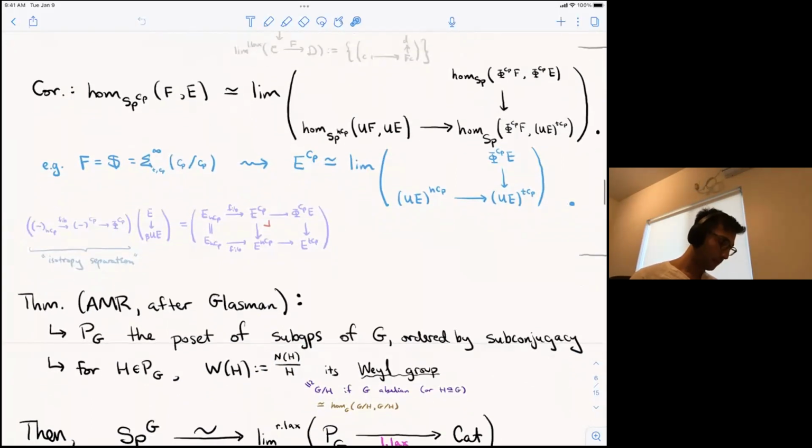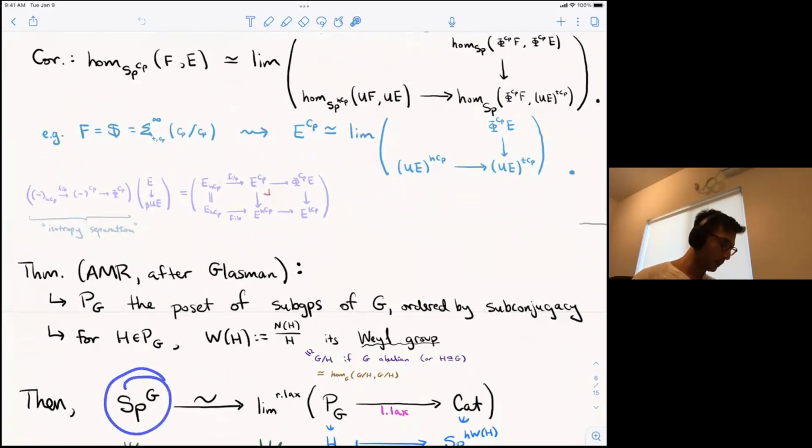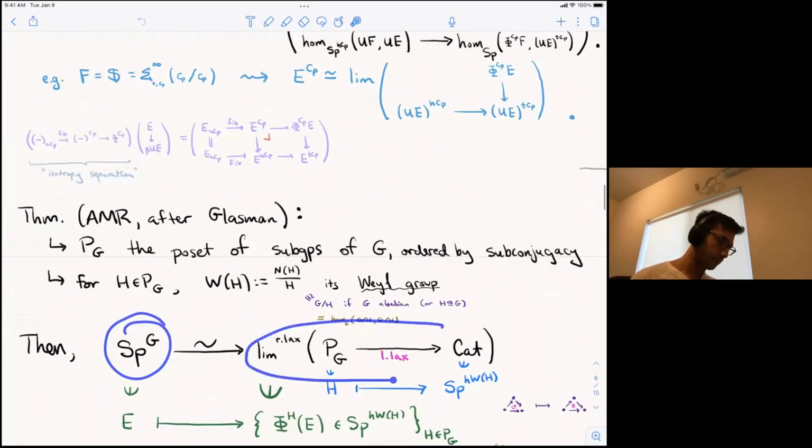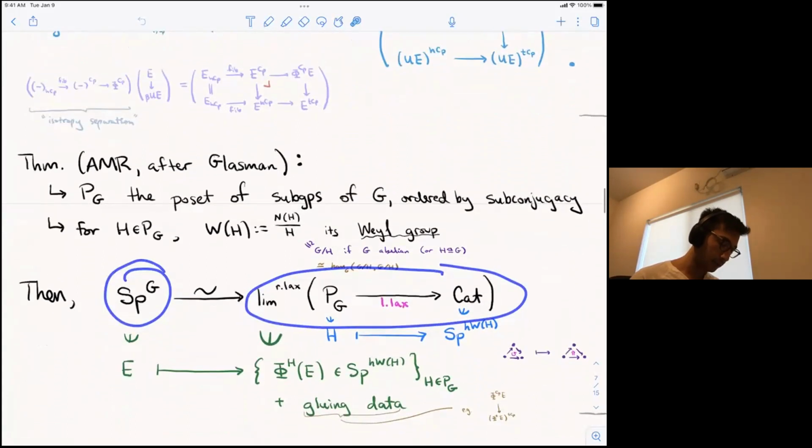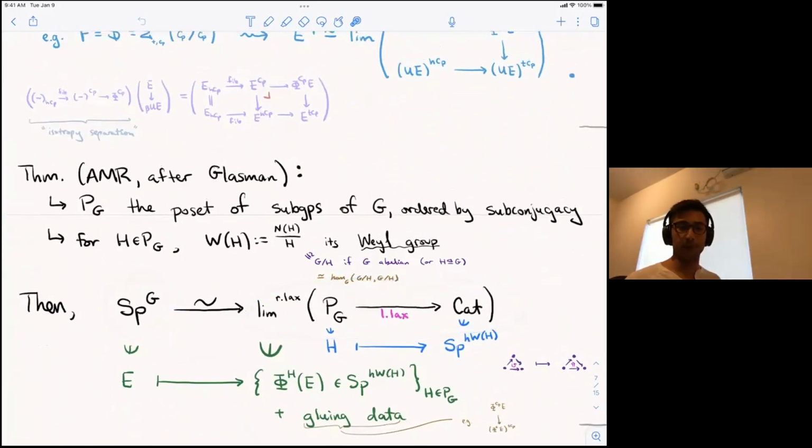So here's the theorem. It's that G spectra are always equivalent to some right lax limit. Let me just indicate a little bit of what's going on here, and then I'll give an example that illustrates and generalizes the CP example. First of all, this is the right lax limit of some diagram of categories indexed by this poset. Again, the objects of the poset are subgroups. And where do I take that object? Well, I take it to homotopy W of H spectra.